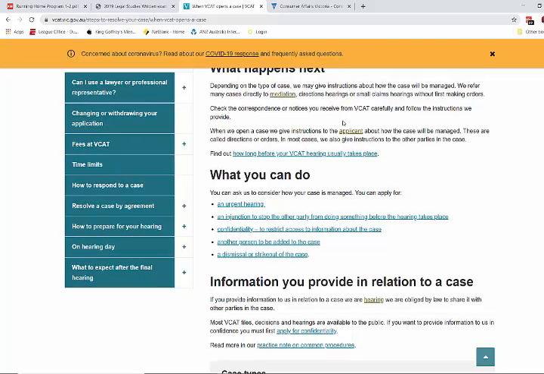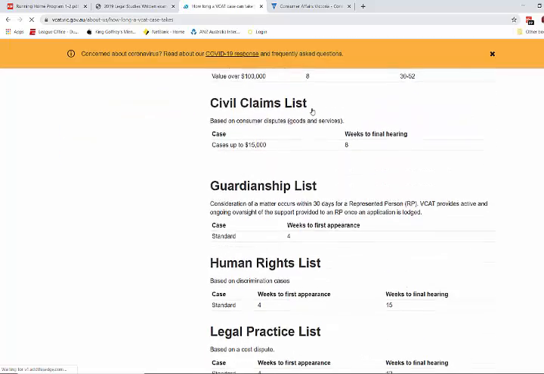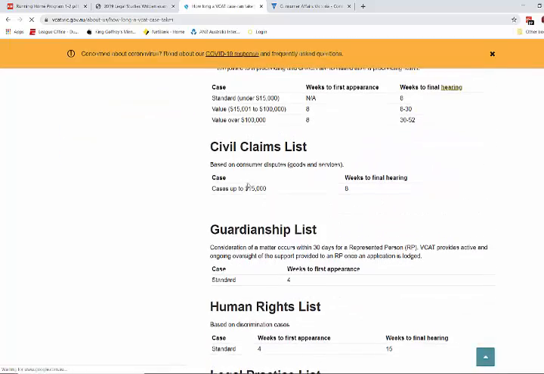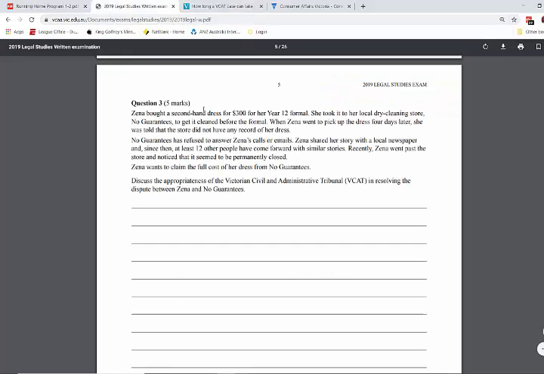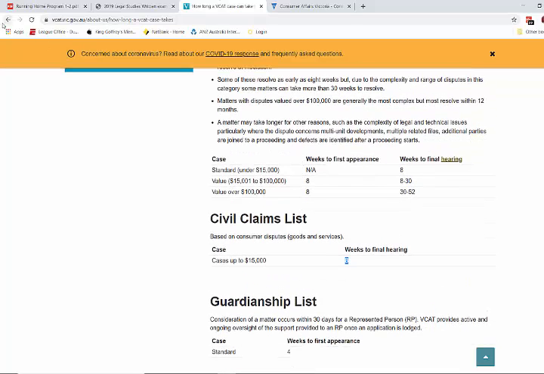If, for example, that doesn't resolve the dispute and we end up with a hearing, or we want to go to a hearing, we can actually check how long it's going to take. Go down, civil claims list. On average, consumer cases up to $15,000, it takes 8 weeks from application to final hearing. So again, another reason why maybe Zena wants to use VCAT, or VCAT might be appropriate, is because it's going to be quite quick. 8 weeks is significantly quicker than it will take going through the court.